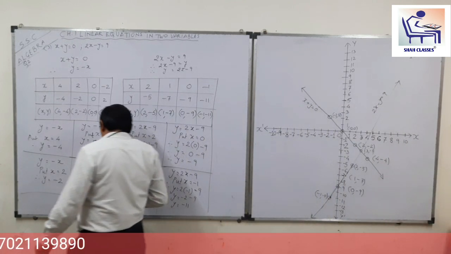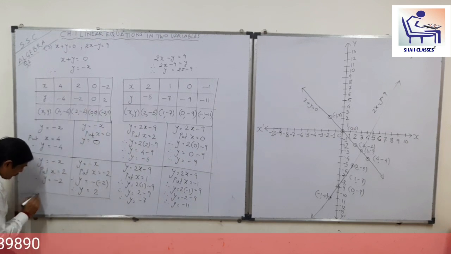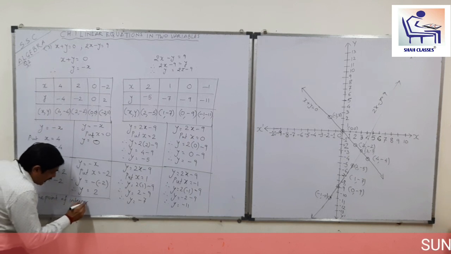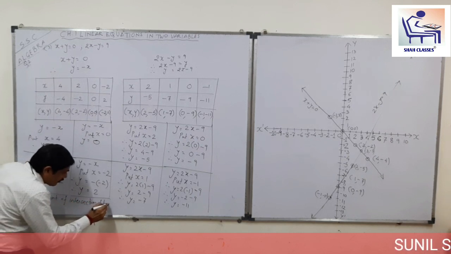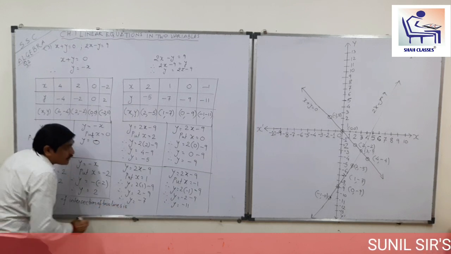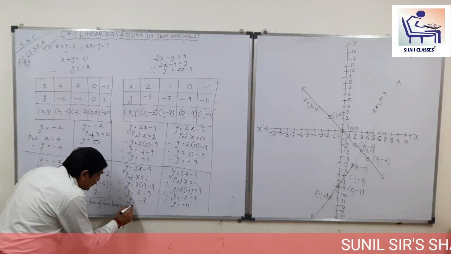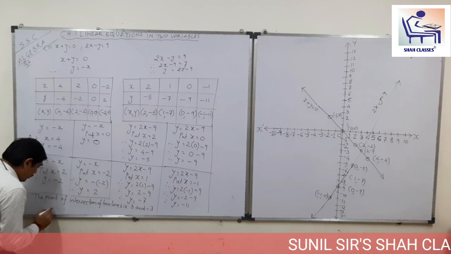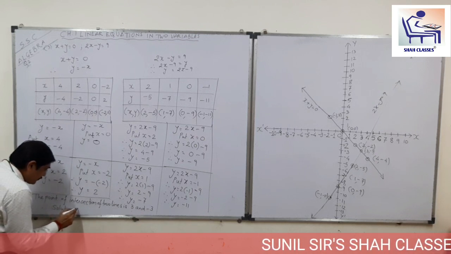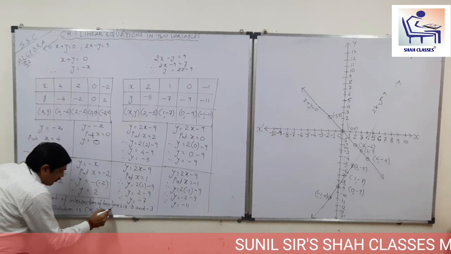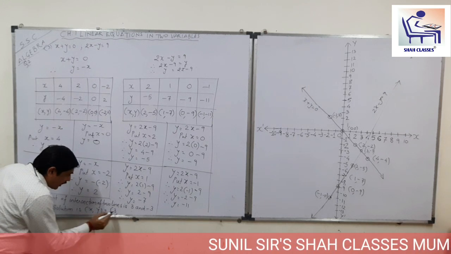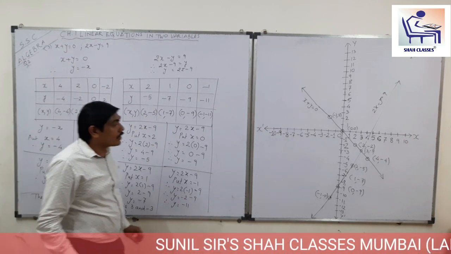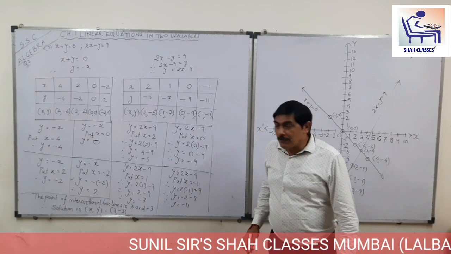So we have to write the final answer. The point of intersection of two lines is 3 on the x-axis and minus 3 on the y-axis. Therefore, the solution is: the value of x is 3 and the value of y is minus 3. So here we have completed the third sum.